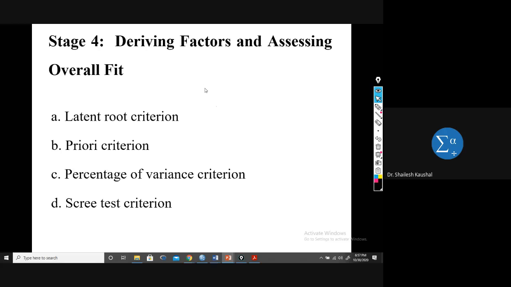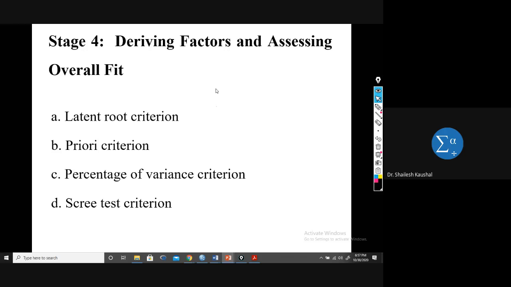Then deriving factors and assessing overall fit. So what are the criteria to derive the factors? How many factors should we retain? Because for example we are using 20 variables, so after conducting the exploratory factor analysis, we will get all 20 factors, but there should be some criteria to decide the number of factors we take.